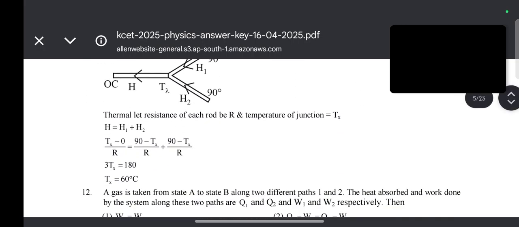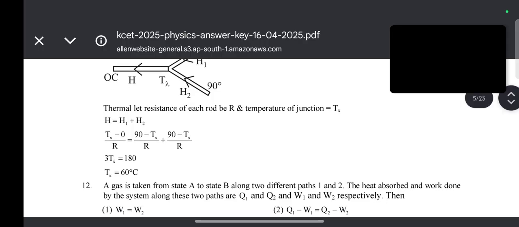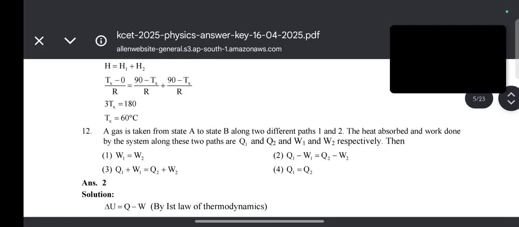So H is equal to H1 plus H2. So (Tx minus 0) by R is equal to (90 minus Tx) by R plus (90 minus Tx) by R. Therefore 3Tx is equal to 180, so Tx is equal to 60 degrees Celsius.